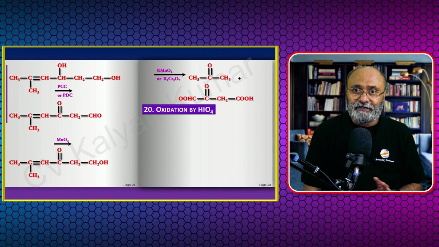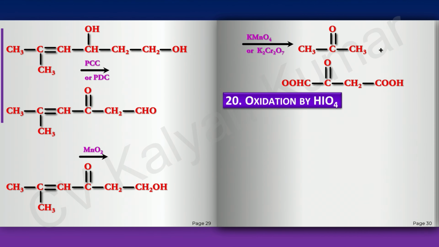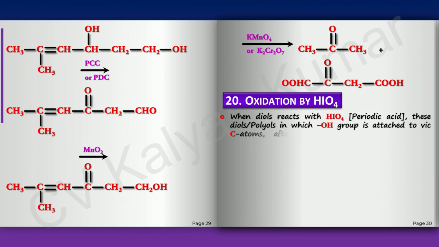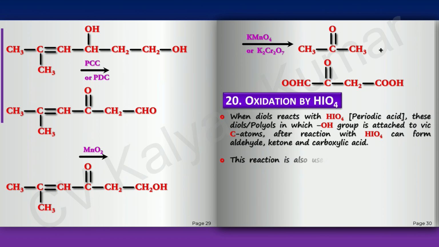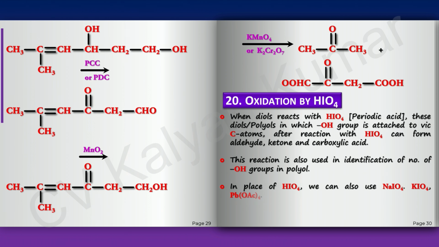So it's going to oxidize only the vicinal ones, and that too either having OH or NH2 or C double bond O. When diols react with HIO4, it's called periodic acid. These diols are polyols in which OH groups are attached to vicinal carbon atoms. After reaction with HIO4 they can form aldehyde, ketone and carboxylic acid. This reaction is used in identification of the number of OH groups in a polyol. In place of HIO4, we can also use NaIO4, KIO4 and lead tetraacetate.